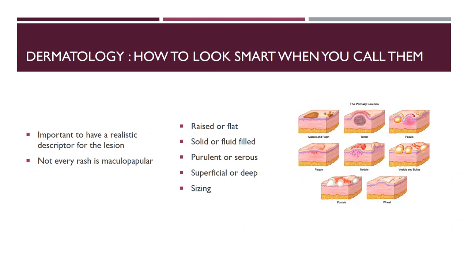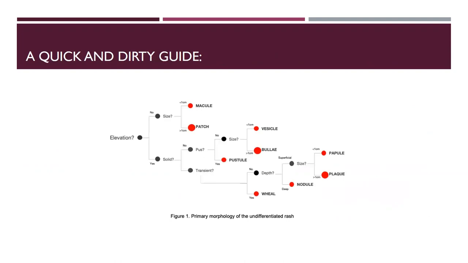When we talk about describing rashes, the first question is whether or not it's flat or if it's raised, and then if it is raised, whether or not that is filled with fluid or it's solid. If it is filled with fluid, whether or not that fluid is a clear fluid or if it's purulent. And then if it's a solid mass, how deep the mass goes. And then because nothing can be simple, once you have a thing, it will be called something different if it's big or small.